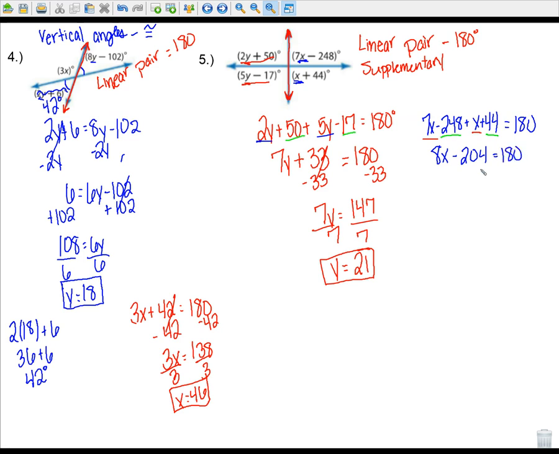So from this point on, we need to add a 204 to both sides. This is going to be 8x is equal to 384. And from here, last step, need to divide both sides by 8. And when we do that, we are going to get 48. Okay, so these are both of our answers here. I'm hoping you guys got those.